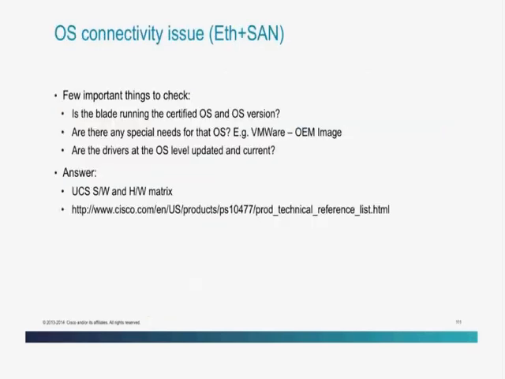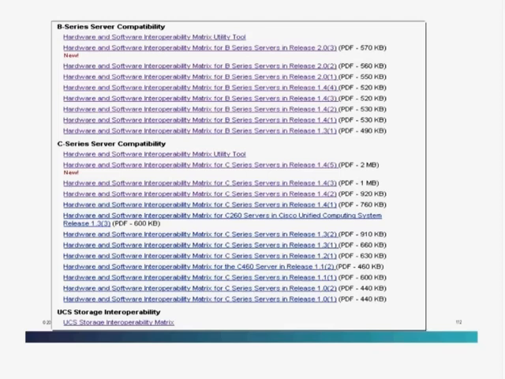OS connectivity is one of the important issues. I've just brought it up from the blade, because at times everything is up from the hardware perspective in UCSM, but your OS is not able to detect the NICs or the vHBAs. So you need to be very sure that you have the right drivers running on the blades. We have a B-series compatibility matrix wherein you can check your particular blade and the CNA or the storage RAID controller, whatever you're using, so that you can upgrade your drivers accordingly and everything works smoothly.